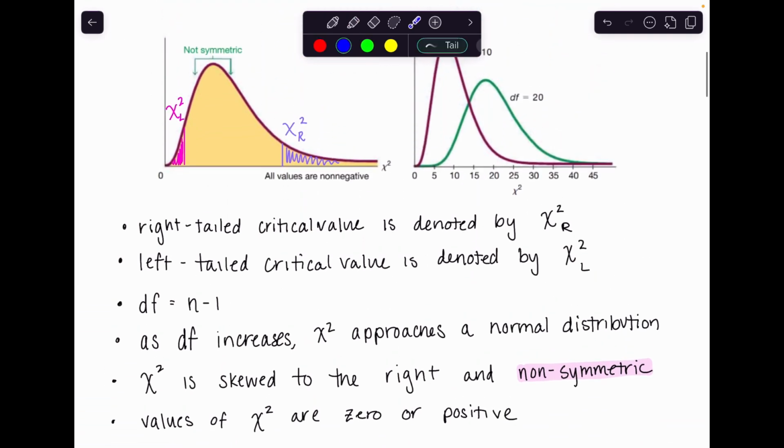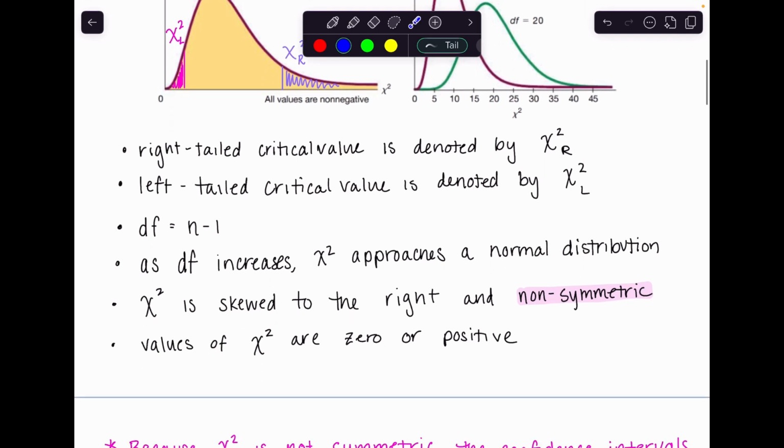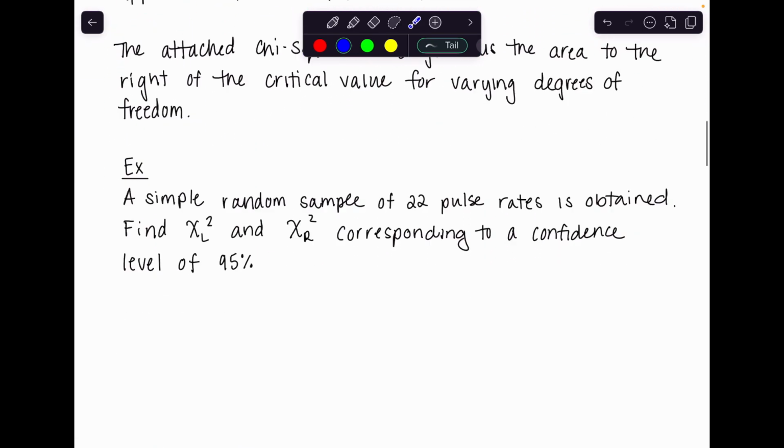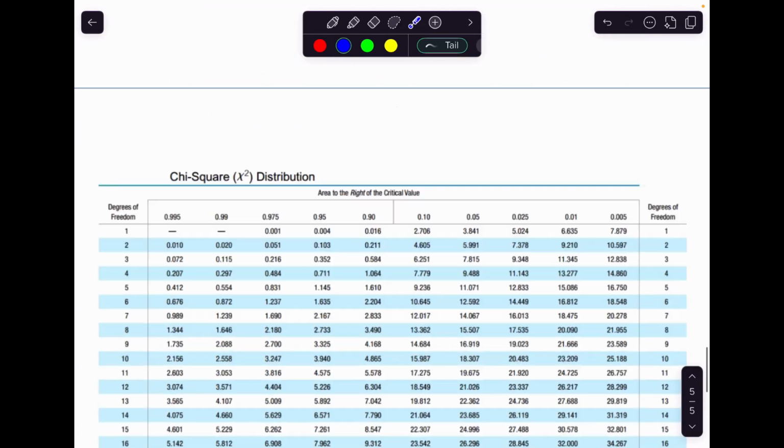Because we don't have symmetry, that point in the middle is no longer exactly in the middle, and these two values are not going to be one positive, one negative. So instead, what's going to have to happen is we're going to do separate calculations for the upper and lower bounds on those confidence intervals. And there's still a table to figure out what those actual critical values are. So to kind of just go to that, and we'll do an example with it.